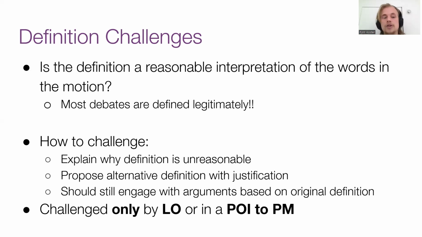This is also important. At the moment, you want to challenge this can only be done by the leader of opposition or by a POI to the prime minister. So if you're closing half and the prime minister does not take a POI and the leader of opposition does not challenge it, then sadly you cannot challenge the definition, because teams do not have the possibility in opening half to respond to this. So you cannot challenge this if you are, for example, a member of opposition.